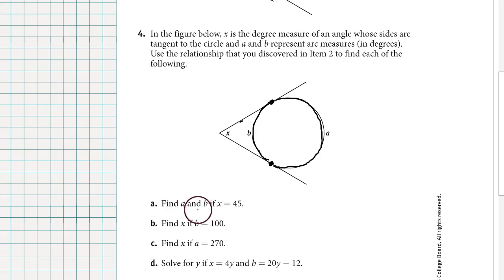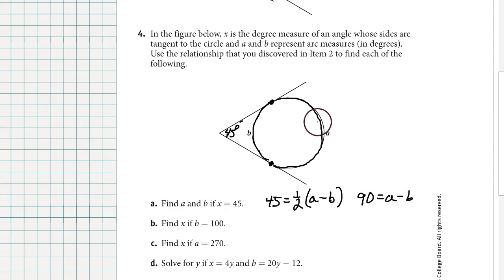Question A. Find A and B if x is 45 degrees. So let's label our angle 45 degrees. Now use today's theorem. That angle is half of the difference of the arcs. So the larger arc is A, minus the smaller arc, B. Multiply by 2 on both sides, we get 90 equals A minus B. Now we can solve for A and B.